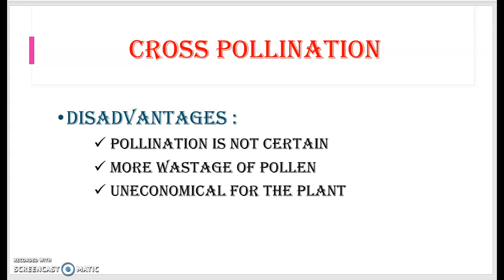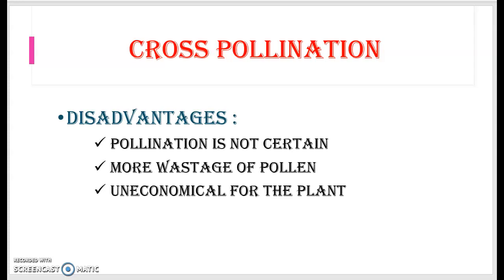For example, papaya. I already told you that papaya is a dioecious plant. There is a female plant and there is a male plant. If there is no male papaya in that particular area, generally their fruit production, their viable seed production, may not happen. They may produce pseudo fruit, that is false fruit. There is a chance of getting false fruit, but still, when pollination has to occur compulsorily through cross-pollination, then it's not sure that the plant is getting pollinated.